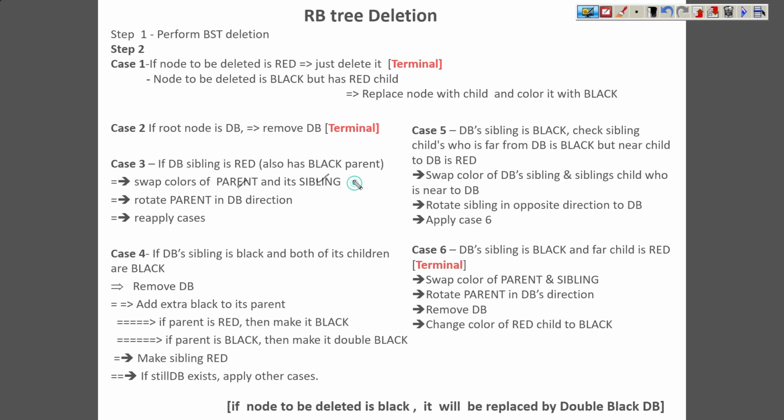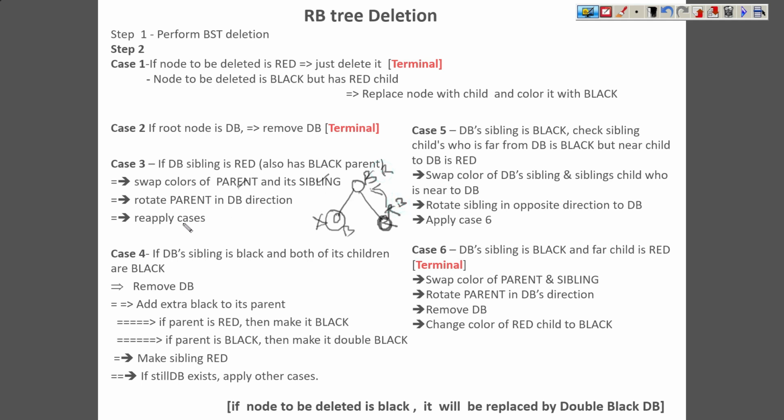So let's say we have this kind of scenario. This is your double black, and the sibling is actually red. We have a big tree, but we are only looking at the portion that matches case 3. So this is your DB, and the sibling is red in color. Let's say the parent is black in color. This node we have deleted, so it becomes double black; earlier the node was black in color. So what do we do? Swap the color of parent and sibling. We exchange the colors of the two, meaning this becomes red, and this becomes black.